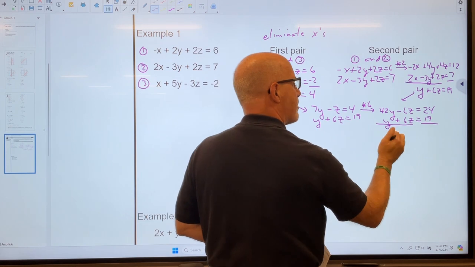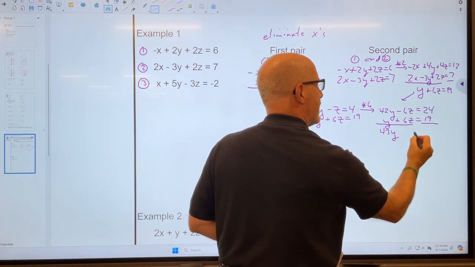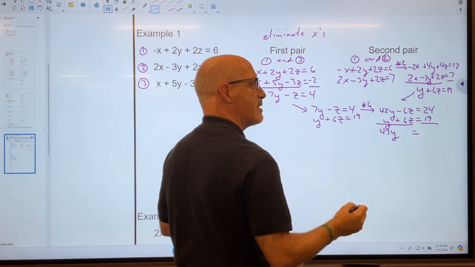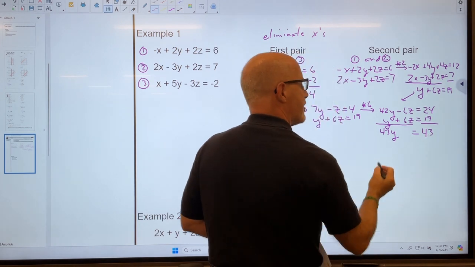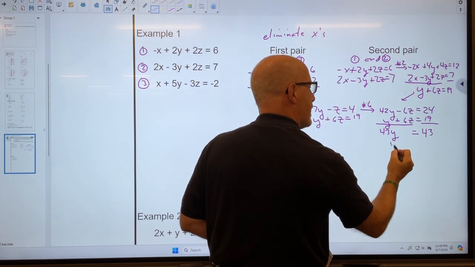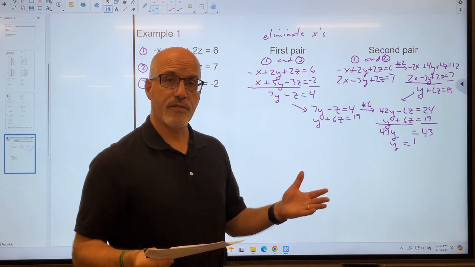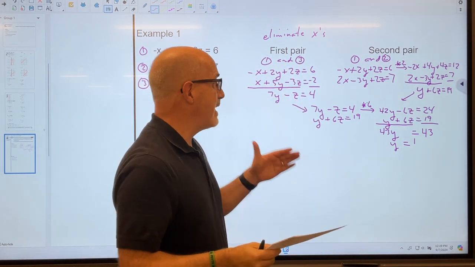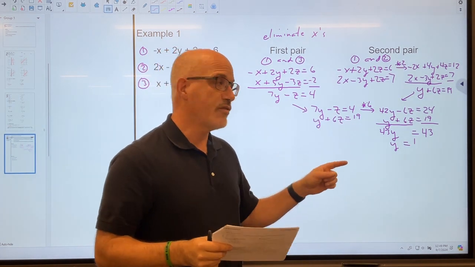So 42y plus 1y is 43y. No more z's. 24 plus 19 gives me 43. Divide both sides by 43, and you get y equal to 1. So we solved for our first variable. We've got one of them. Now we've got to go back and substitute back in to get the other two variables.